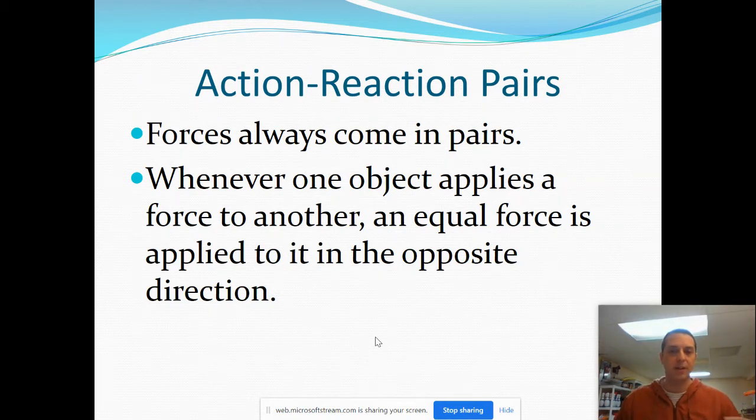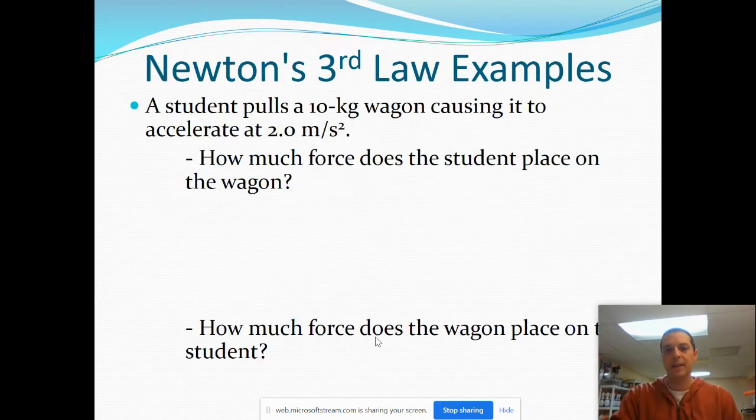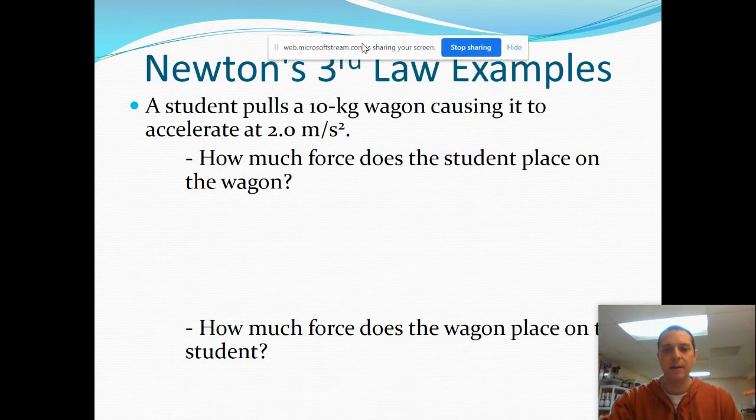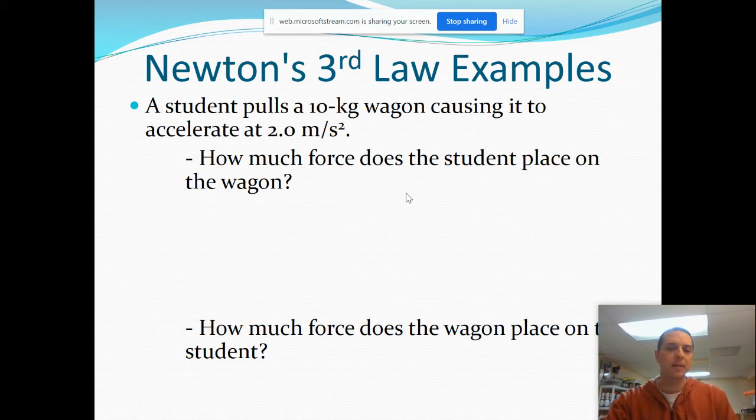The directions are opposite. Forces are vectors, so they do have direction. So if you push on something in one direction, it pushes on you in the opposite direction. Let's take a look at this as an example. In this example, we have a student that pulls a 10-kilogram cart, causing it to accelerate at 2 meters per second squared. So now let's find how much force the student actually places on the wagon.